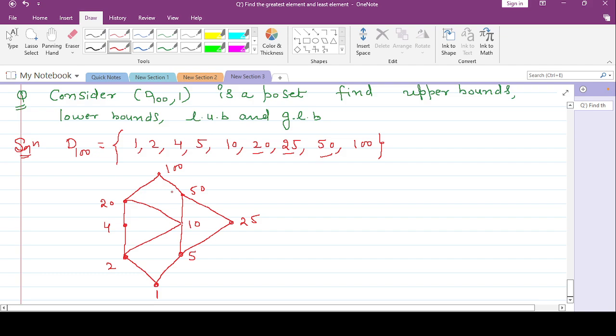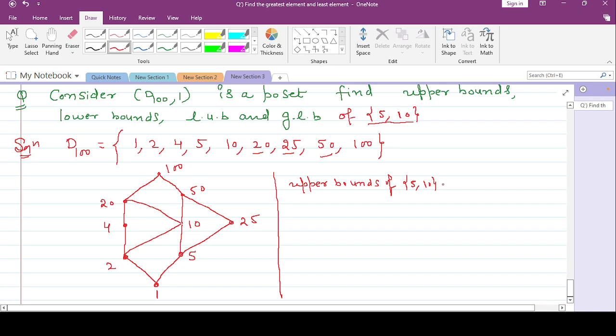Now we want to find the upper bounds, lower bounds, GLB of this set. You will always be given one set according to which you have to find all these things. Now first of all we find upper bounds. Upper bounds of 5 comma 10.